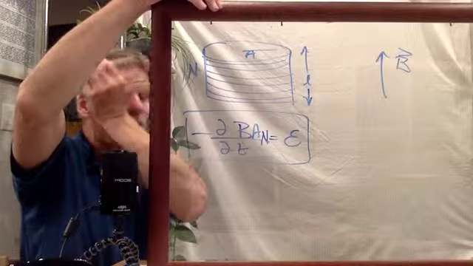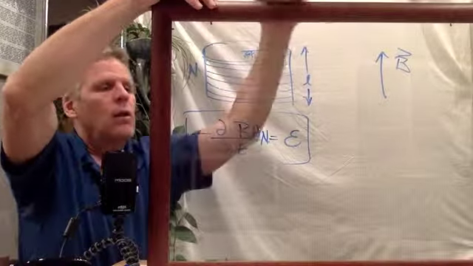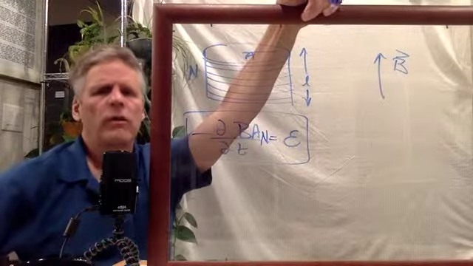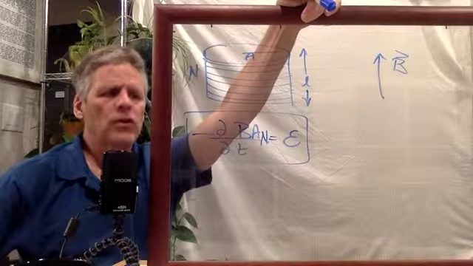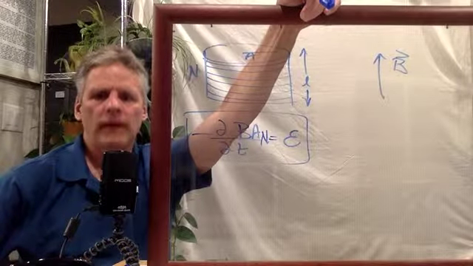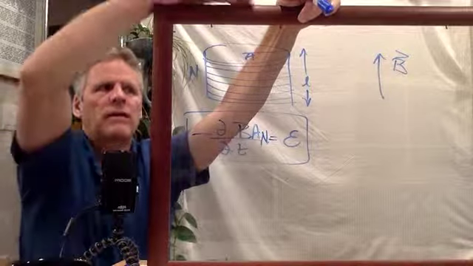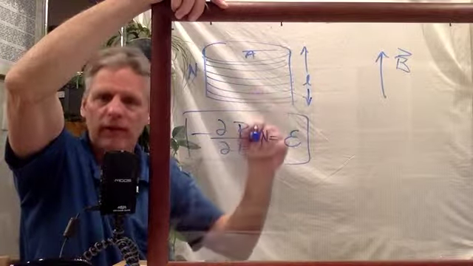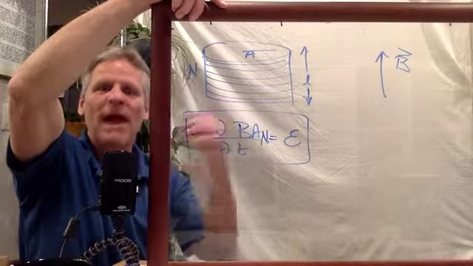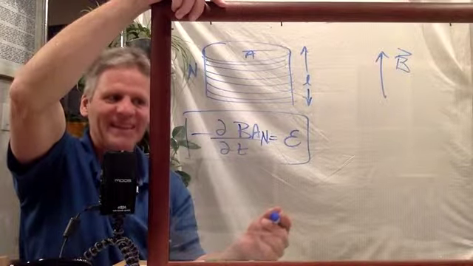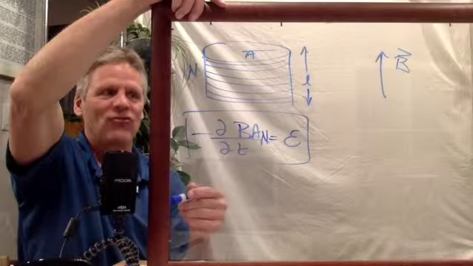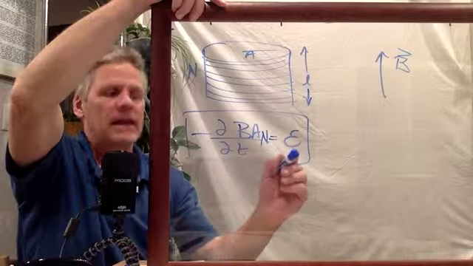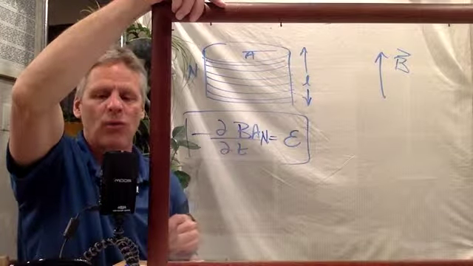Okay. So now here's the question. What happens if we run a current through this coil? If we run a current through that coil, it creates a magnetic field. If it creates a magnetic field, that magnetic field has a flux through this area. And if that magnetic field is changing, i.e. if the current is changing, then this will generate an EMF. It will generate an electromotive force.